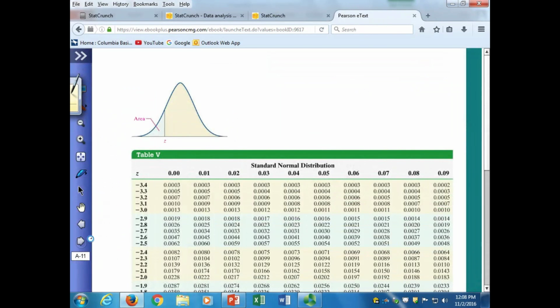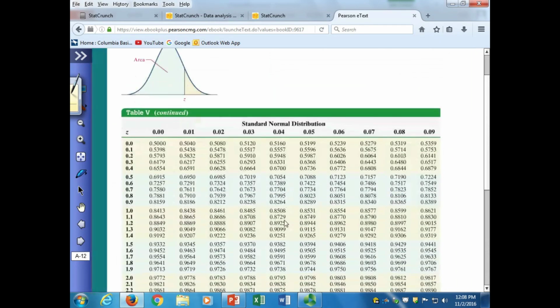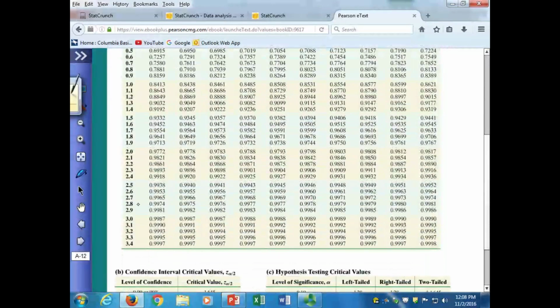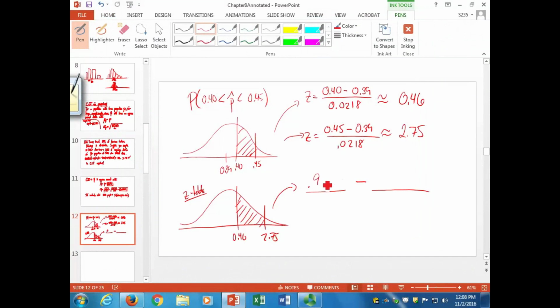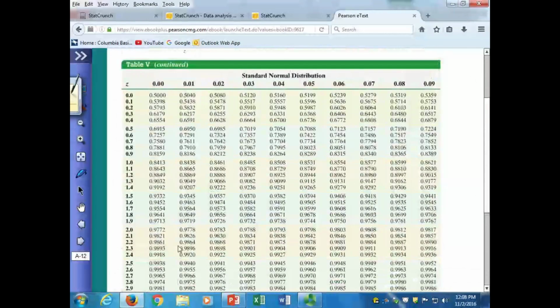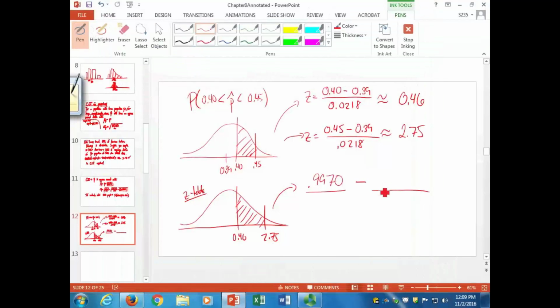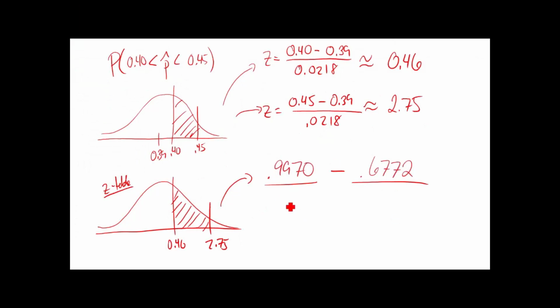Okay. 2.75 is positive, so you go to the positive side. Scroll down. That's 2.70, 1, 2, 3, 4, 5. So that's 0.9970. Minus, now we have to look up 0.46 in our table. 0.4, 0, 1, 2, 3, 4, 5, 6. And that's 0.6772. And now we just do the subtraction. What does that come out to be?